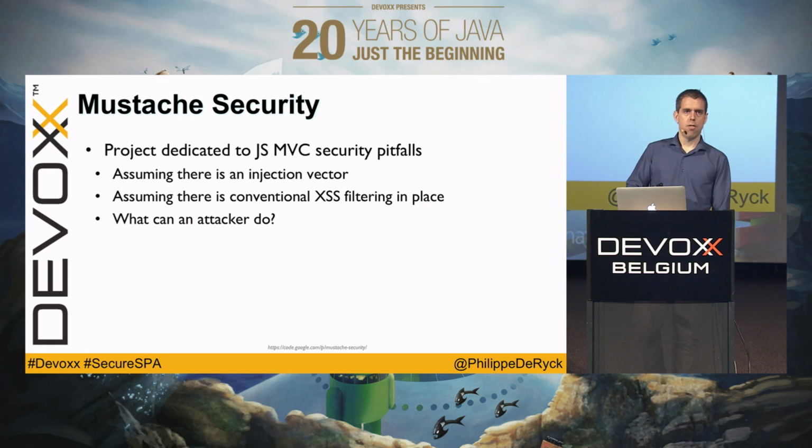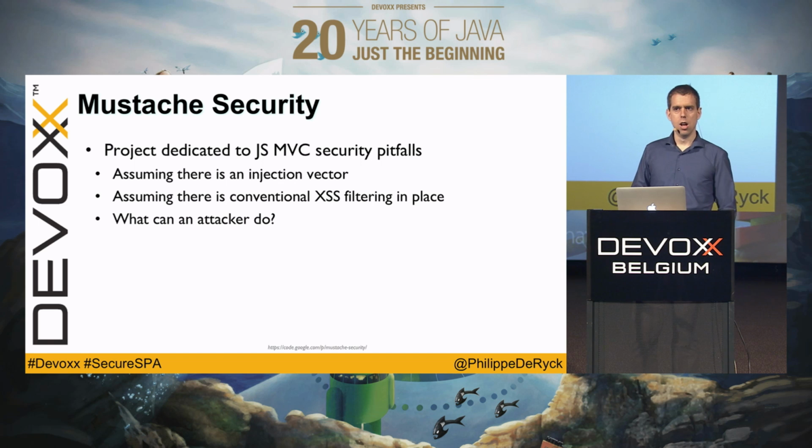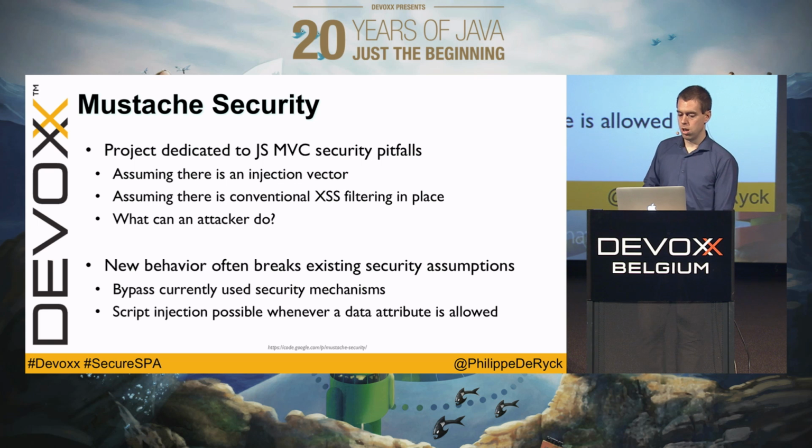Let's say you have an injection vector on the server, which you have anyway. Let's say the server does conventional cross-site scripting filtering, the right output encoding, everything you want. So essentially, the server is secure against cross-site scripting in a traditional sense. What happens if you use such a JavaScript framework? Do you violate your own security assumptions? We actually do, because we have a lot of bypasses for currently used security mechanisms, and I'm going to show you why it's a really bad idea to mix these things together.